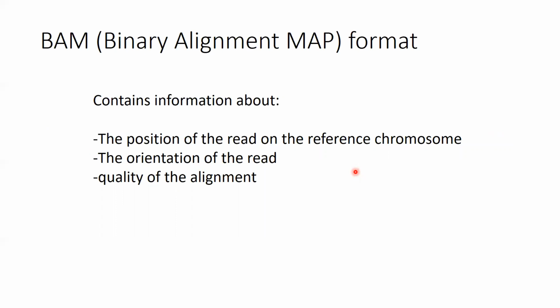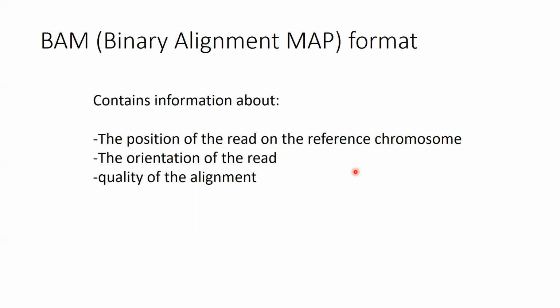Now, I told you that the raw reads coming out of the sequencer are stored in FASTA files, and we align those reads to a reference genome. Once we align those reads to a reference genome, that information is stored in files which we call BAM files, because that's the BAM format. So what is the BAM format? BAM stands for binary alignment map.